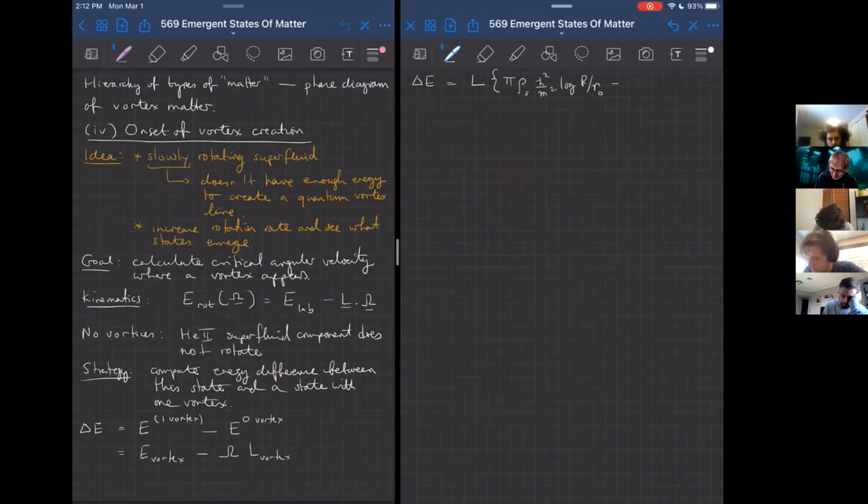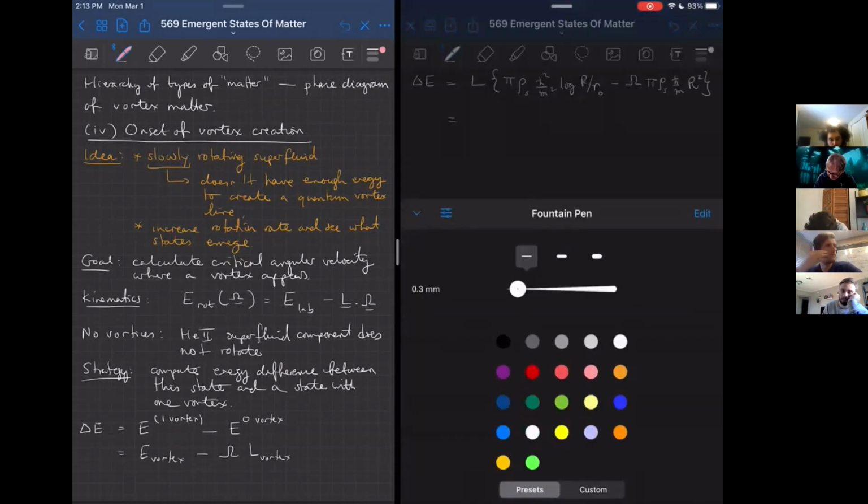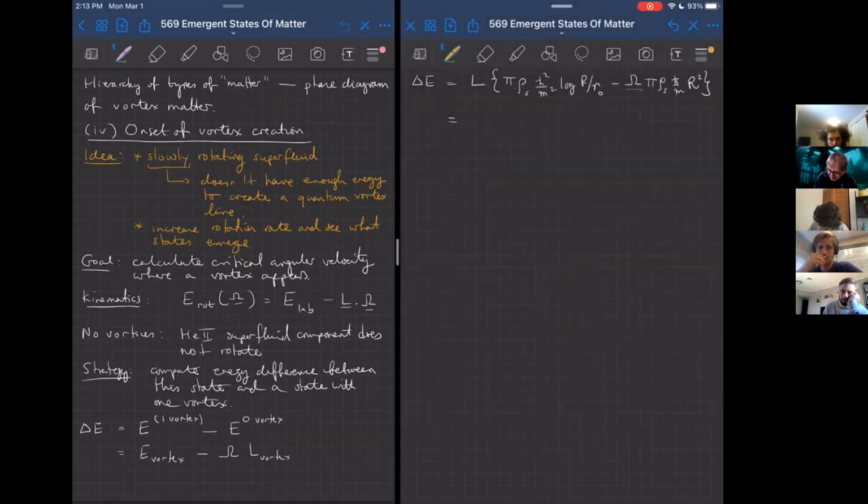And then the angular momentum, which is omega, and then the angular momentum was just pi rho s h bar over m times r squared. And so I can write this in the following way. I can write this as some stuff times... so you can see here that there is a term which is the angular velocity, which is the thing that we are interested in, and then there's a term that doesn't depend on that. So I'm going to write this in the following way.